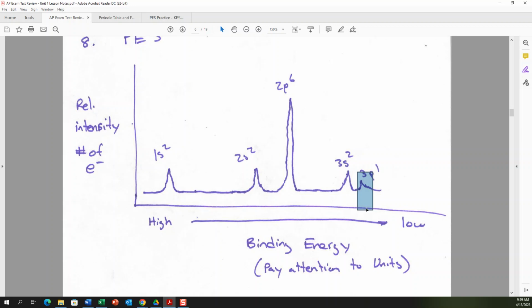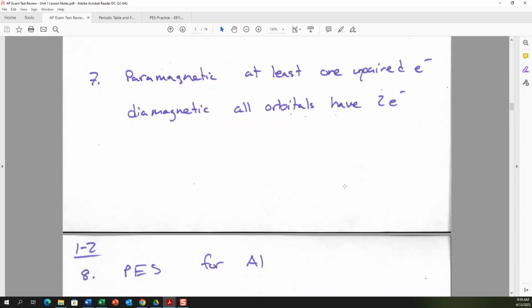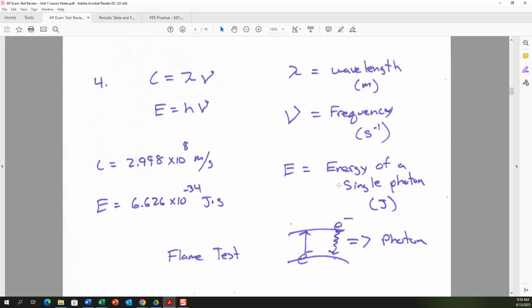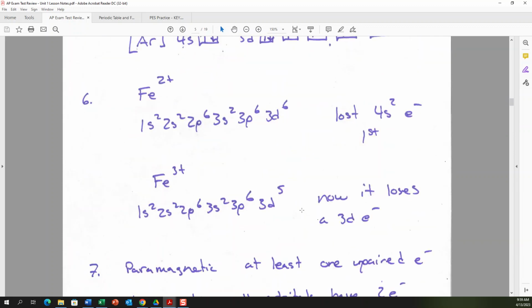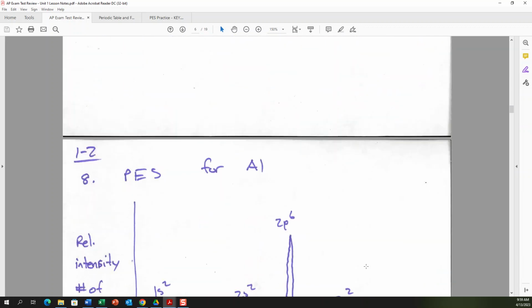So if this was joules per mole of electrons, you would divide by Avogadro's number. If it was kilojoules per mole of electrons, then make sure you divide by Avogadro's number and multiply by 1,000. But then you would plug it into your energy equation for light, right? You plug that in here, solve for the frequency, and then if you solve for the frequency, you could solve for the wavelength. Okay, so I've seen a question like that before.